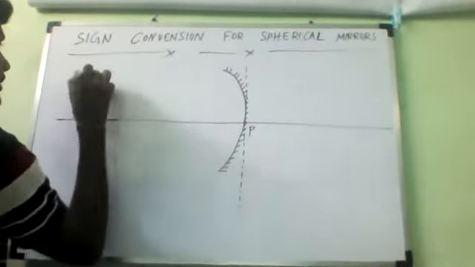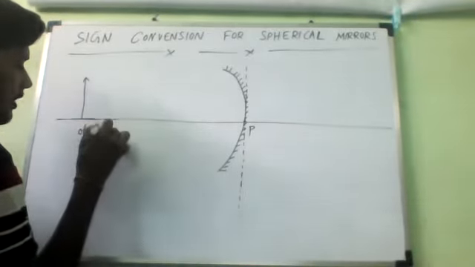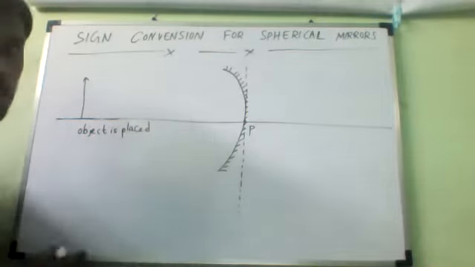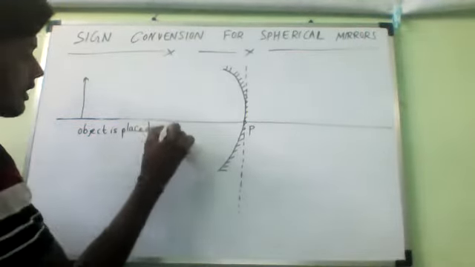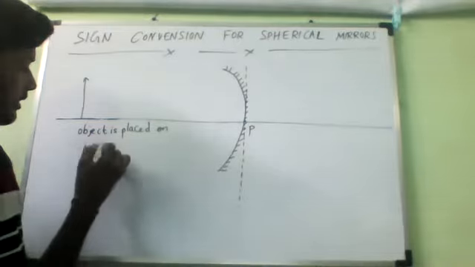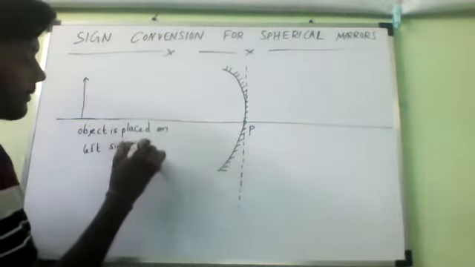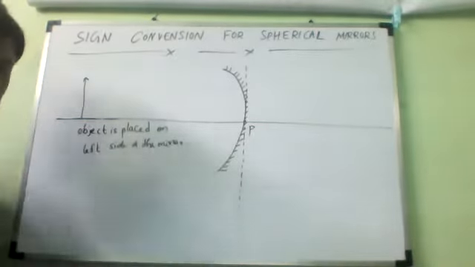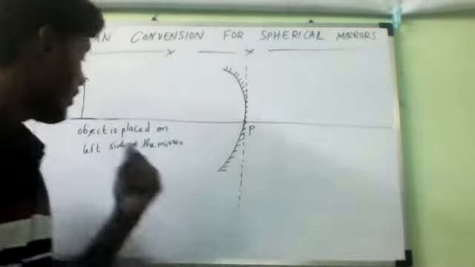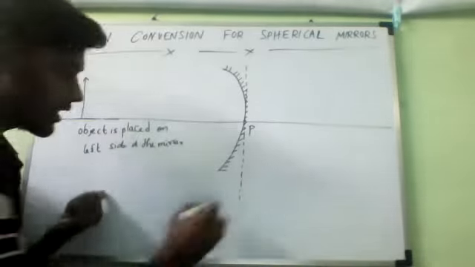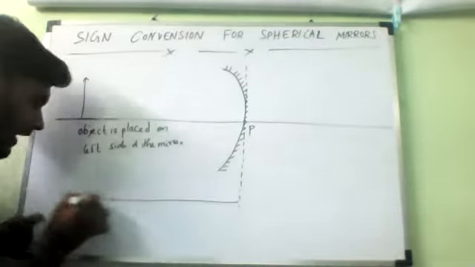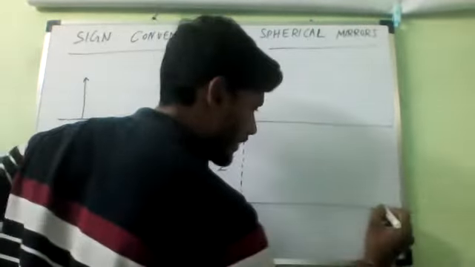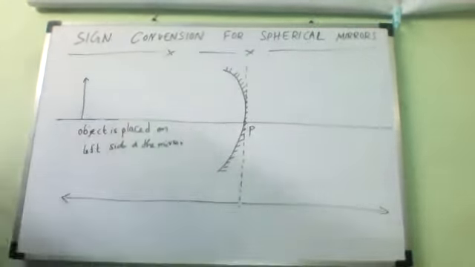We have to place the object here, meaning the object is placed on the left side of the mirror. Always the position of the object is this one. Now you remember, from this left side, we may move in this direction as well as in this direction. So these are the cases we have.